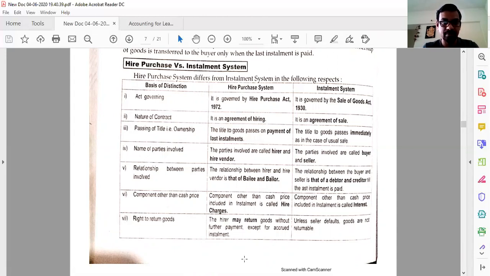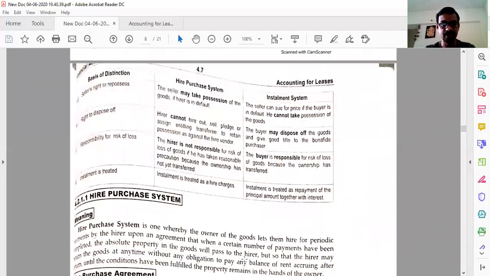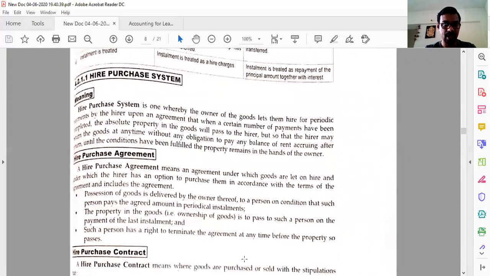Under the hire purchase system, the parties involved are called hirer and hire vendor, and under the installment system, the parties involved are called buyer and seller. Under the hire purchase system, the component other than cash price included in the installment is called hire charges. Under the installment system, the component other than cash price included in the installment is called interest. Okay. So these are the highlighted differences between the hire purchase system and the installment system. Now, the hire purchase system is one whereby the owner of the goods lets them on hire for periodic payments by the hirer upon an agreement that when a certain number of payments have been completed.